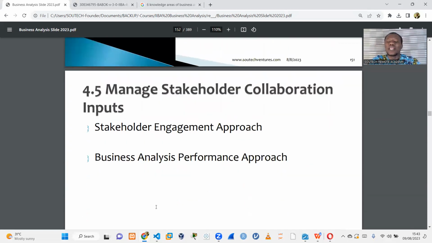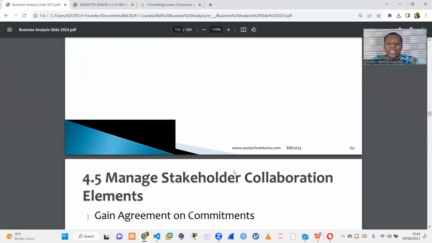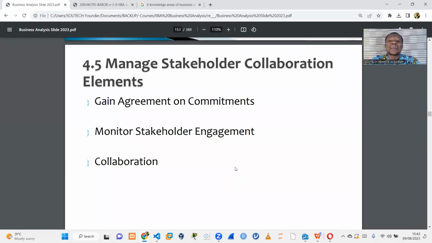So if we need to manage stakeholder collaboration, what do we need? We need the 2 approaches. That is the stakeholder engagement approach and our business analysis information approach. Now, what are the different elements? We need some agreements and commitments. We need to also try and see if we can monitor these stakeholders' engagement. And of course, while you're trying to do this monitoring, you need to also do some documentation. Then, of course, you need to now do collaboration.